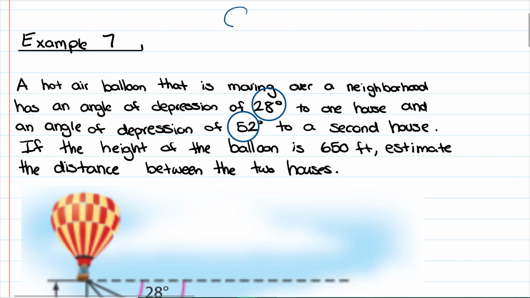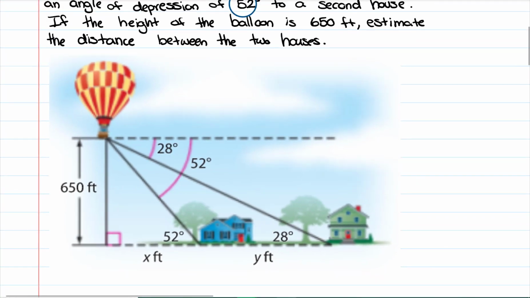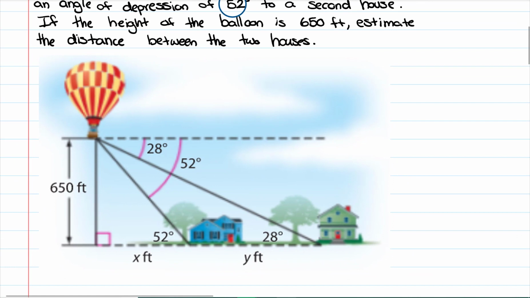So basically we've got a balloon and it's going that way, and there's a house here and a house here, and it has an angle of depression like this and an angle of depression like this, and we want to find this distance. A much prettier picture of that is this. And they even draw all the triangles for us, which is really nice.